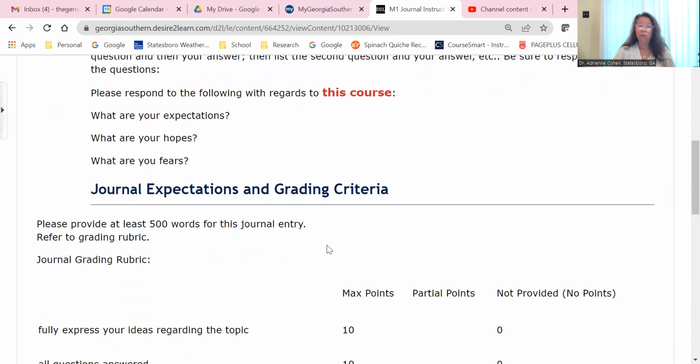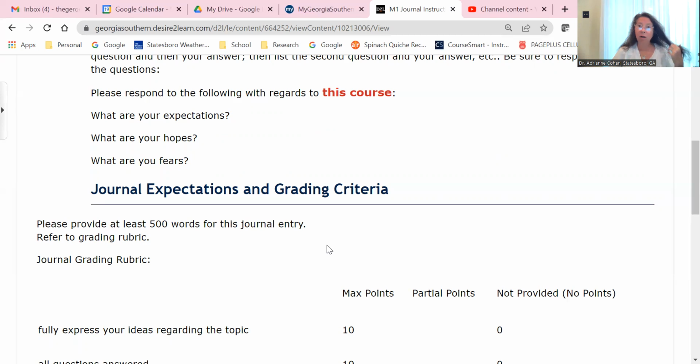The journal requires 500 words. So my suggestion is that you type this out into a Word document so that if you make any spelling errors, they're underlined in red. If you make any grammatical errors, they're underlined in blue. You can make those changes before you upload it. And also in Microsoft Word, which I'm sure Macs also have a similar thing, it gives you a word count. So you know when you're up to that 500 word minimum.